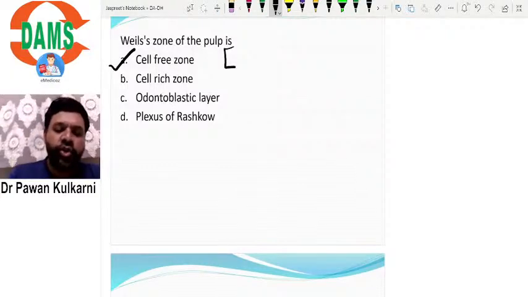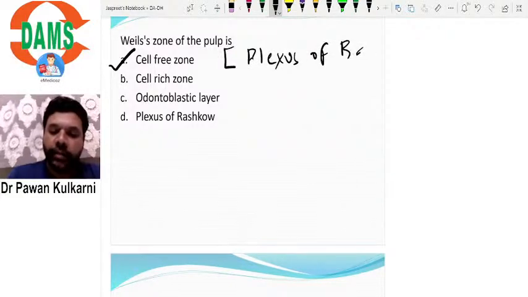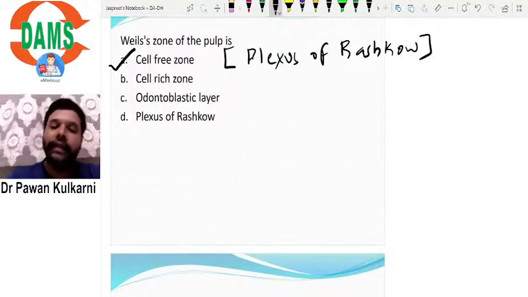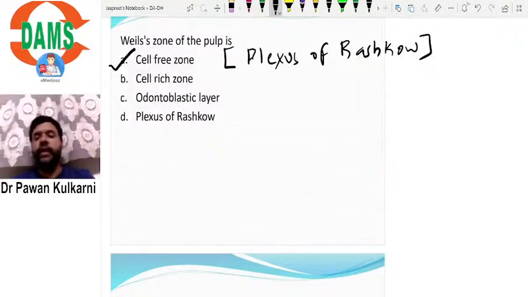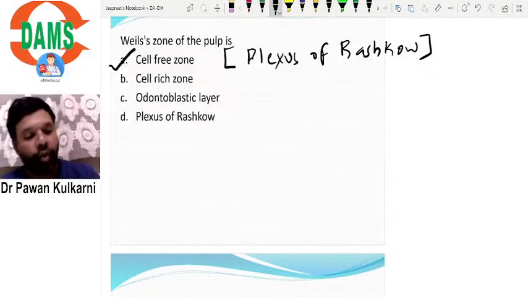The cell-free zone also contains mainly the nerve plexus, that is called as plexus of Raschkow. Please remember, as it is not containing any kind of cells, it contains basically nerve plexus called as plexus of Raschkow.